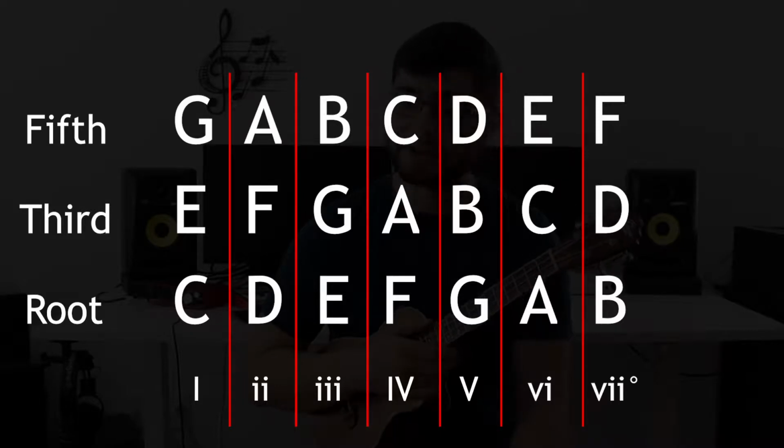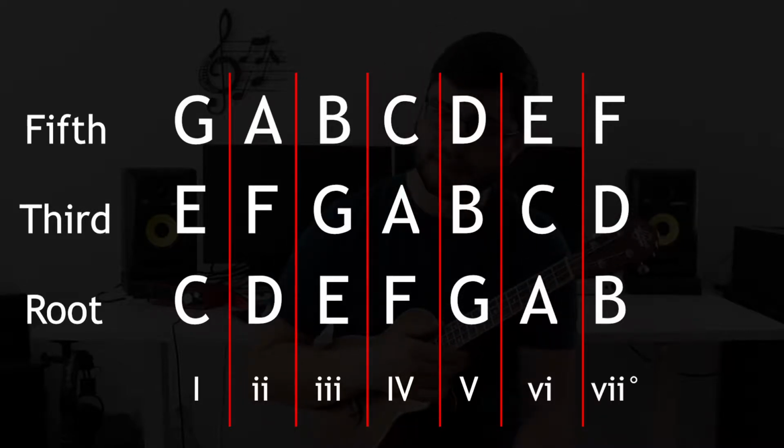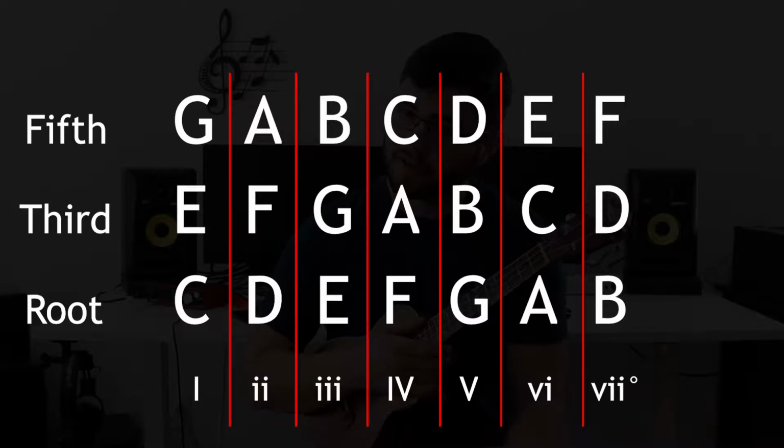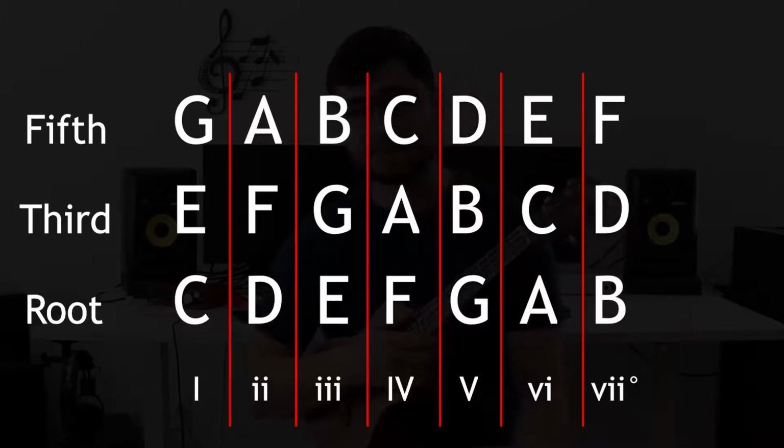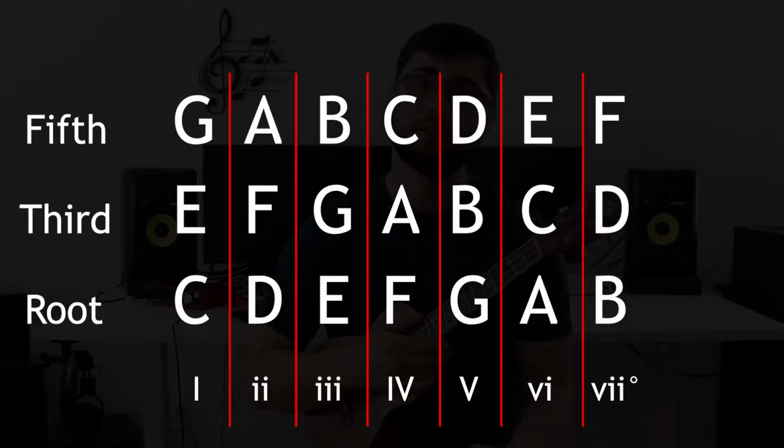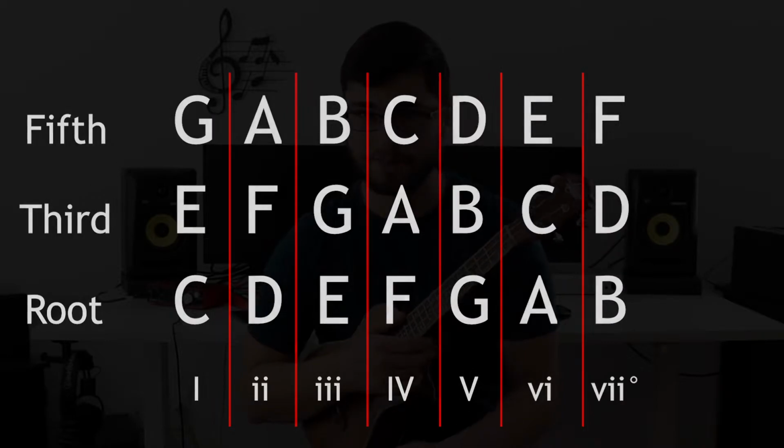In general, major chords have a bright, happier sound, minor chords have a dark, sadder sound, and diminished chords have an even darker, sadder sound. These connotations can change based upon their context within a song.